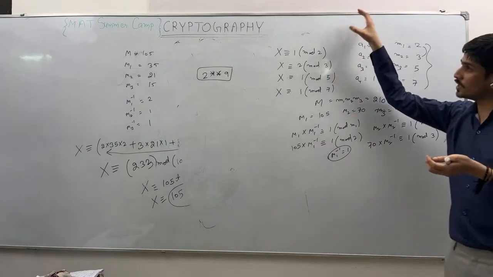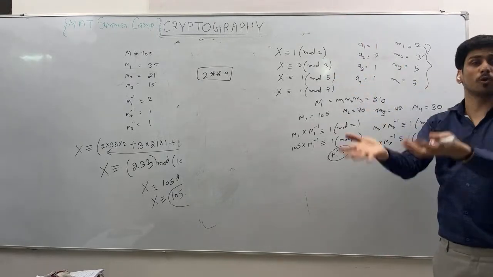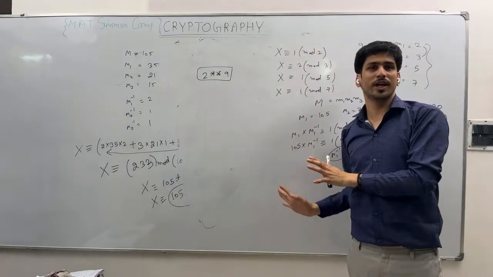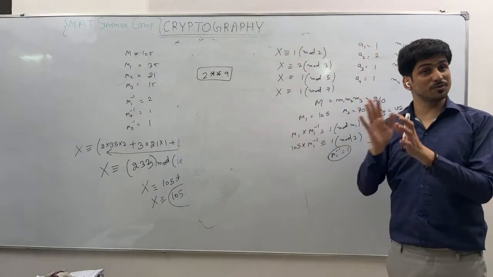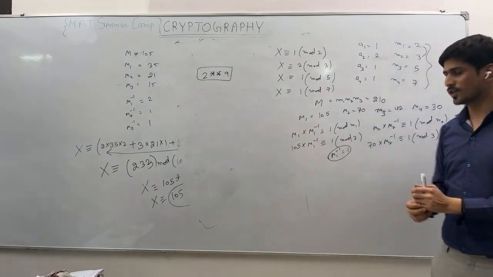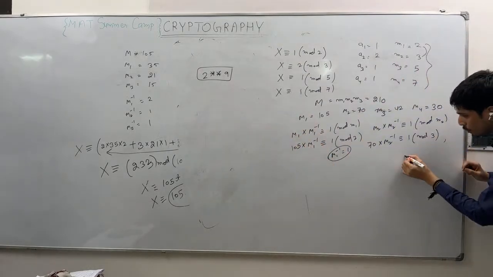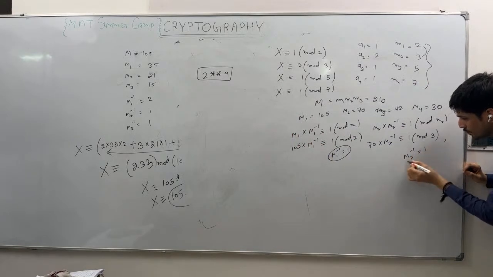That's why I'm telling you CRT is used in coding. I'm just telling you which logic they are using. That's why I'm taking simple numbers. If we start multiplying big numbers, it is very difficult; manually we can't do it, right? You see this one: M2 inverse, can I say it will be 1?